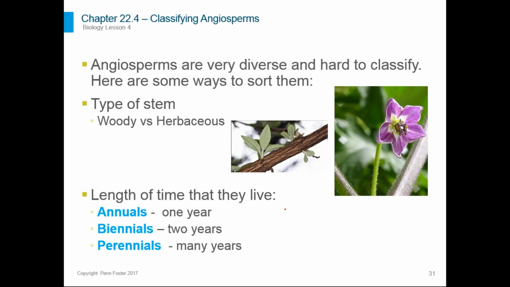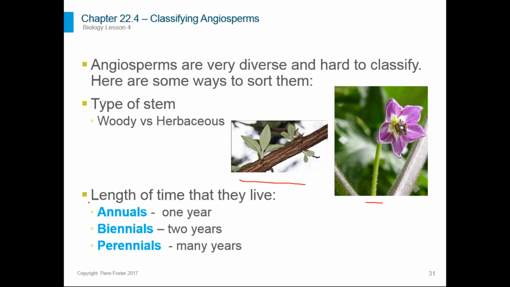Okay, so angiosperms are very diverse, and it's actually very hard to classify them. So there's a few different ways to sort them. Angiosperms can be sorted by type of stem, so woody versus herbaceous. So we can put them in two broad categories. Do they have woody stems or do they have soft green stems called herbaceous stems?